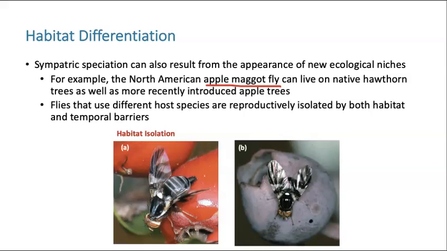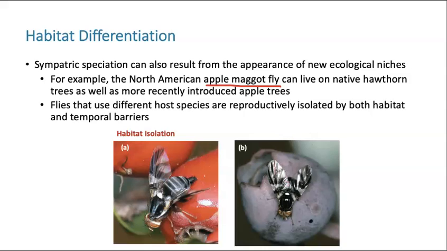So we also learned earlier that these flies have habitat isolation. They don't really hang out near each other. So this one is only hanging out near the apple trees, and this one's only hanging out near the hawthorn trees. Because these flies, even though they're not geographically separated by some geographical barrier, they are in fact reproductively isolated from each other by habitat isolation.